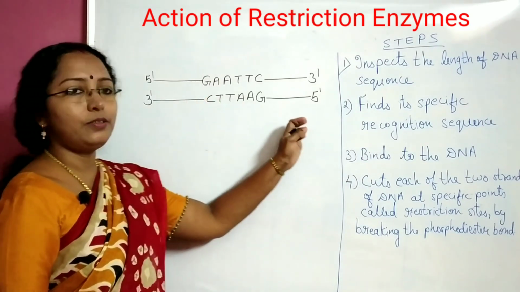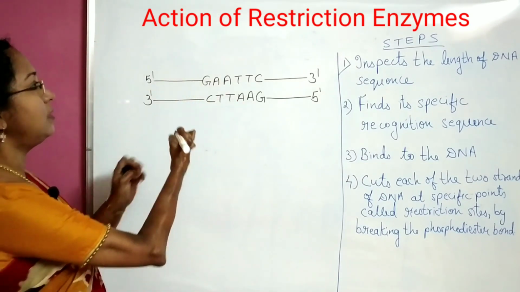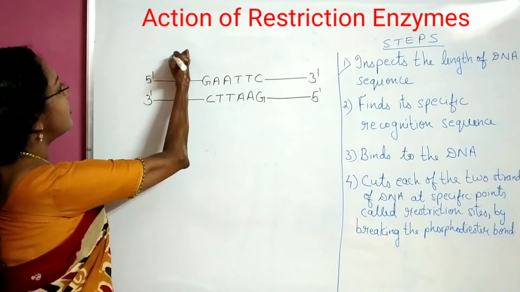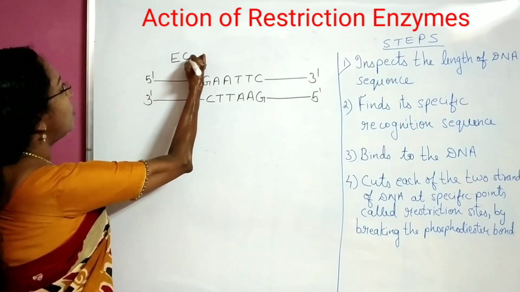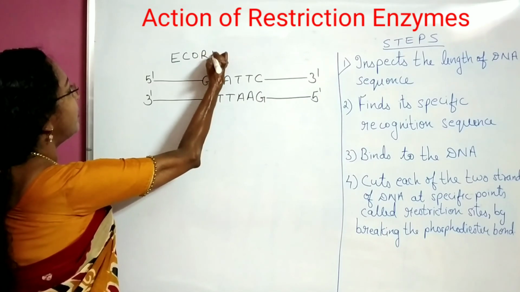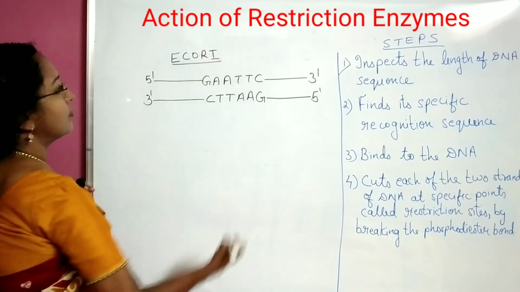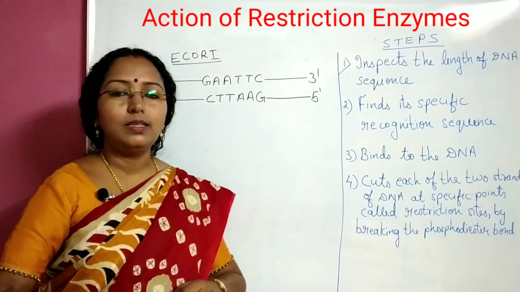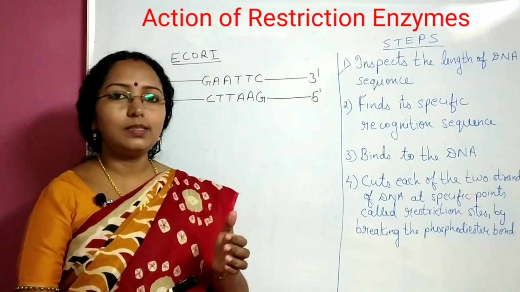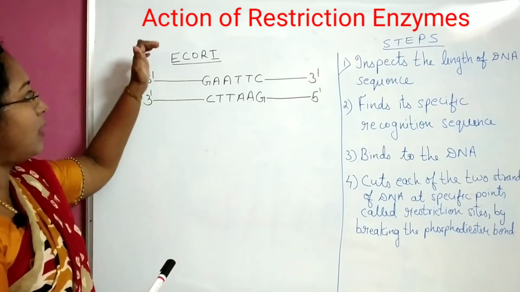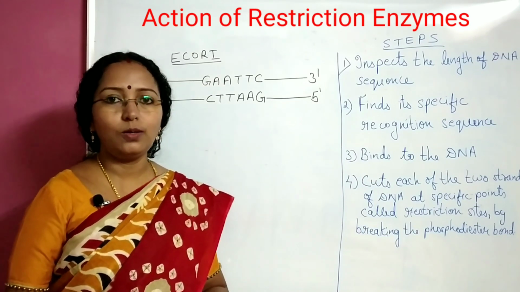Now this is the length of DNA, and into this DNA I have added the restriction enzyme EcoR1, and we are going to learn how a restriction enzyme functions, taking the example of EcoR1.